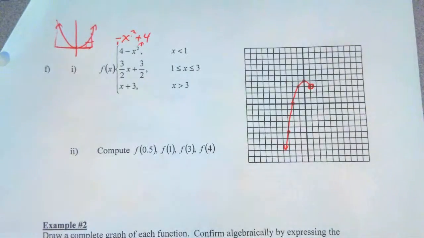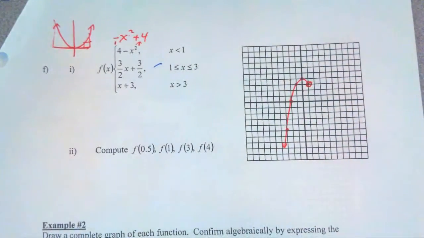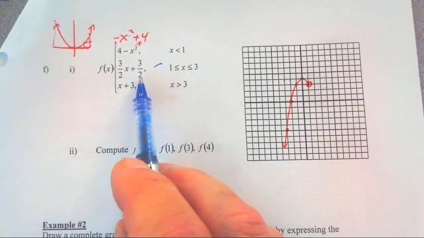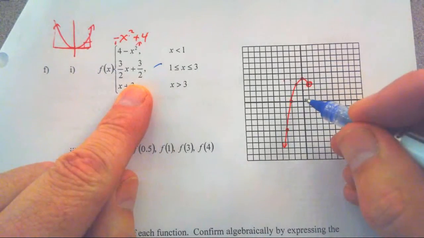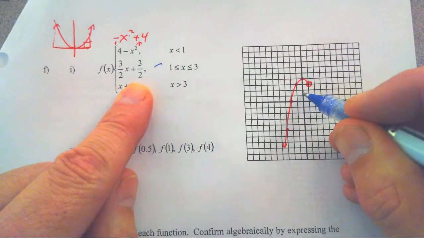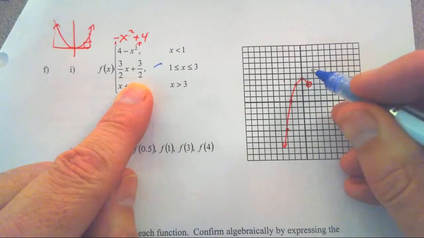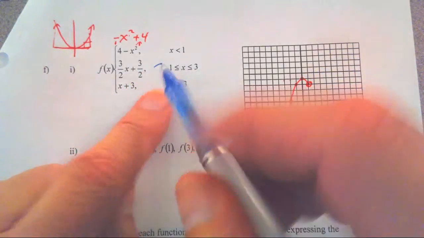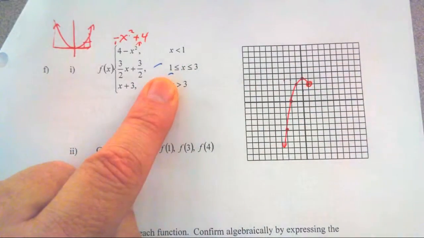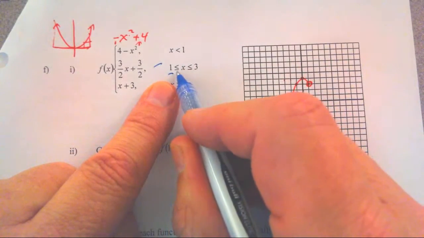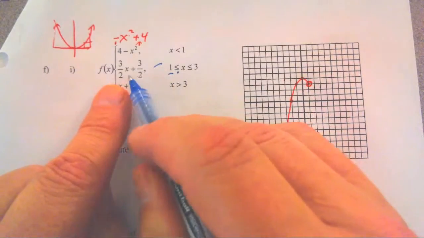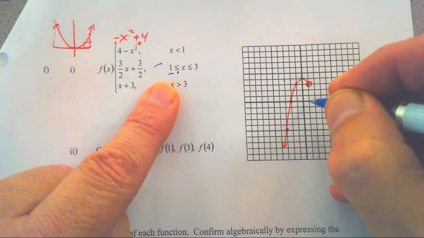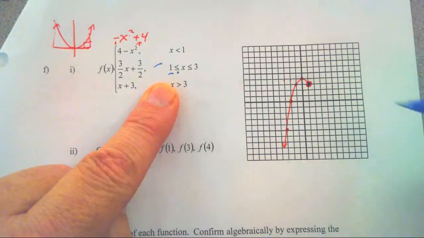Okay. Then for my second function, I'd probably be tempted to start at 3 halves, if I didn't have a fraction right here, and go up 3 over 2 and sketch in the line. Or I could just throw 1 into here, looking to put a dot because of the equal to. I put in 1, I get 3 halves plus 3 halves, 6 halves, 3. So 1, there we go, fill in the dot.